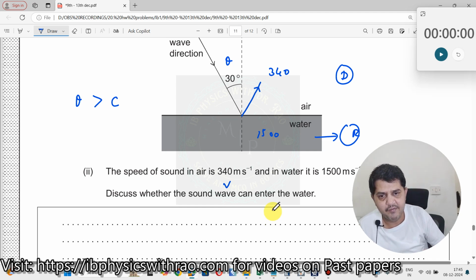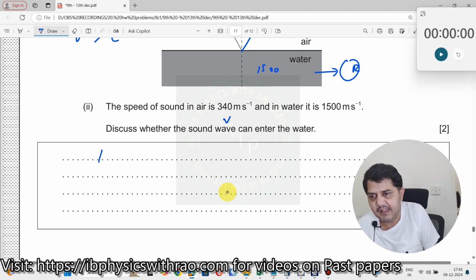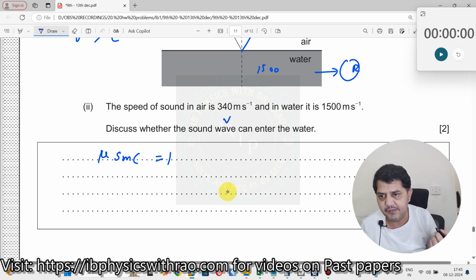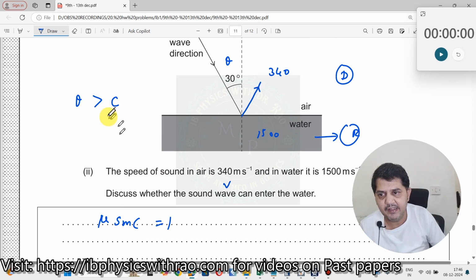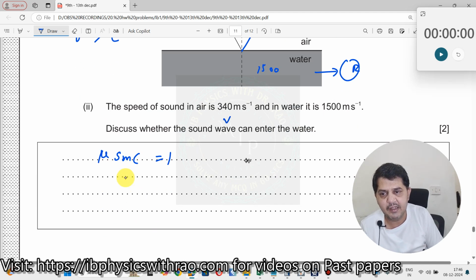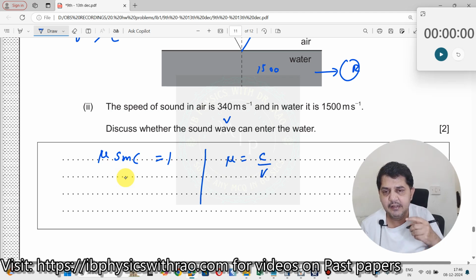How do you get this? We know the formula of the critical angle is mu sine C is equal to 1. This is what we applied in light waves. We can apply this in sound waves also. What is mu here? Mu here is nothing but the refractive index of the denser medium. I do not know what that value is, so let us calculate it. What is mu given by? C divided by V, where C is the velocity of the signal in the rarer medium, and V is the velocity of the signal in the denser medium.